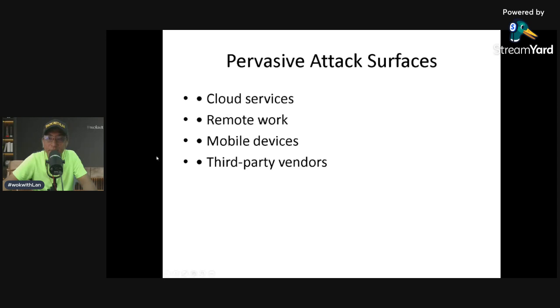Okay, so in this slide, attack surfaces today, in comparison to the past, are more pervasive, meaning they are everywhere. Okay? Cloud computing, work from home setups, mobile devices, and vendors all expand the attack surface. That's why security is no longer just an IT issue. Actually, it's a business issue already.